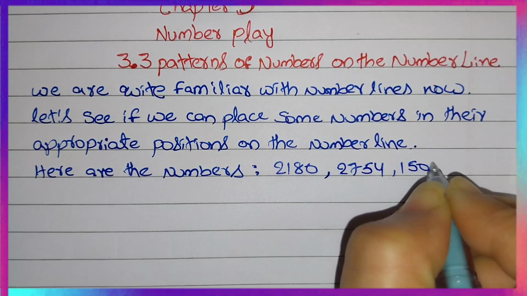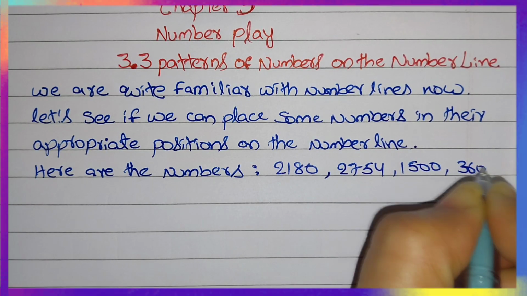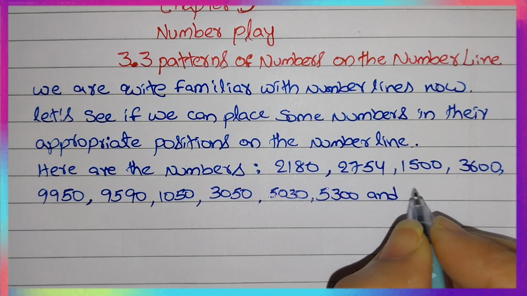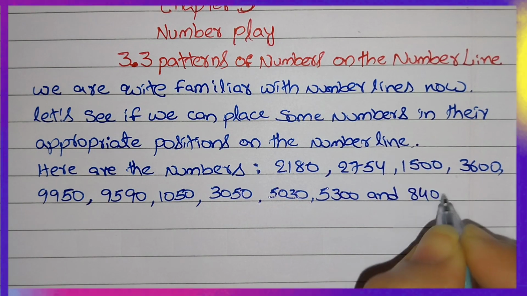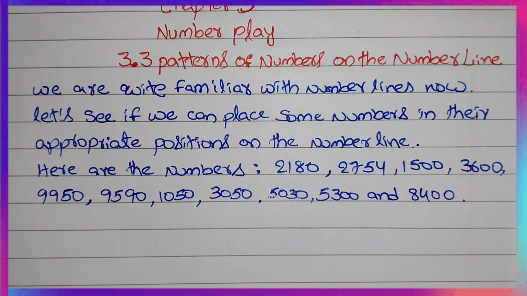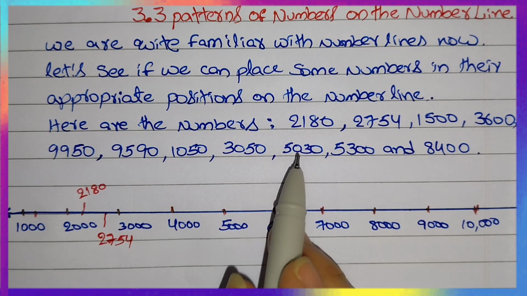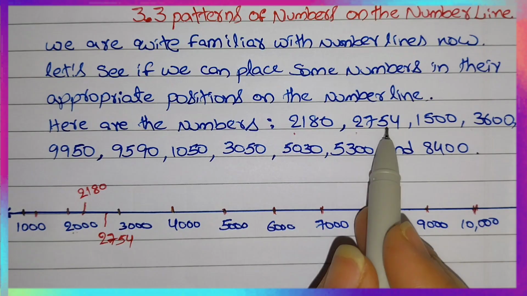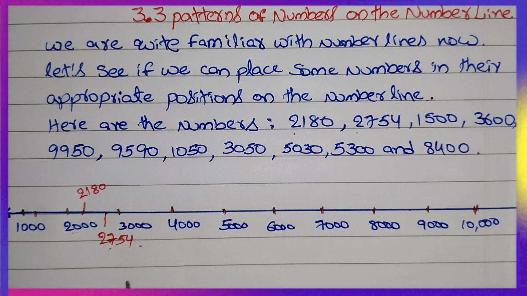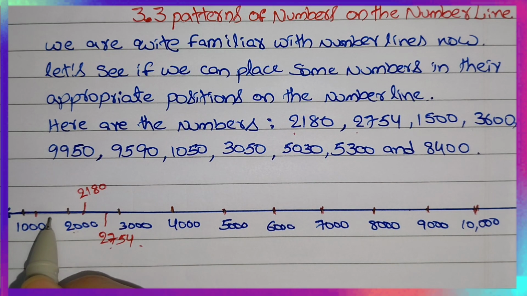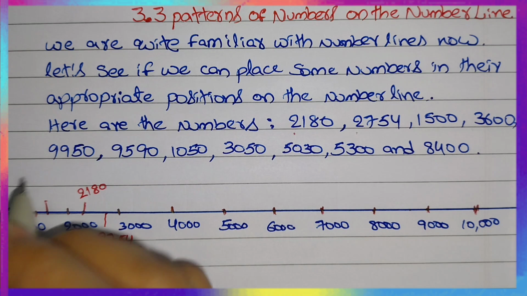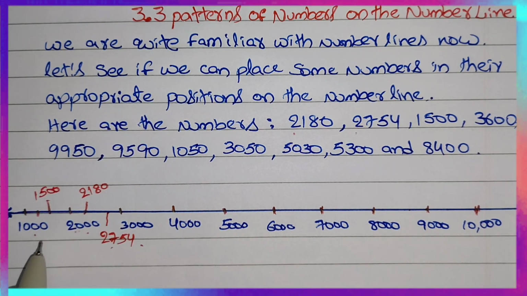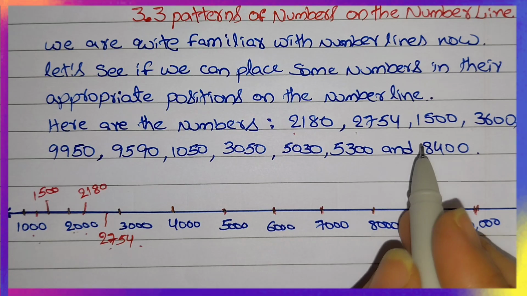Here are some numbers: 2180, 2754, 1500, 3600, 9950, 9590, 1050, 3050, 5030, 5300 and 8400. This is the number line they have given, and they marked two numbers. 2180 is marked near to the 2000, 2754 is marked near to the 3000.